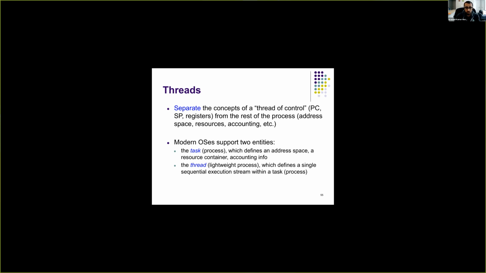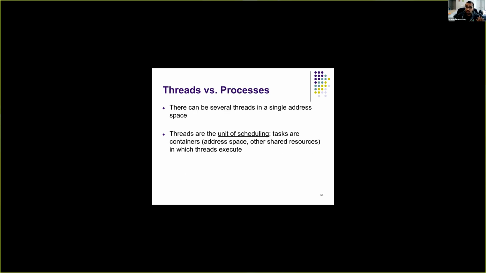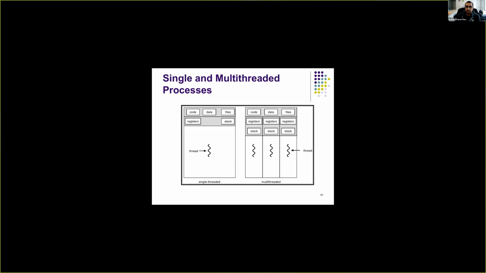So now processes don't get scheduled, it's the threads that get scheduled. And there can be several threads that belong to the same process. That means they all share the same parent process, right? They all share the same resources. The only thing that is different is the execution state. And threads are the unit of scheduling. Now we no longer schedule processes, we always schedule threads.